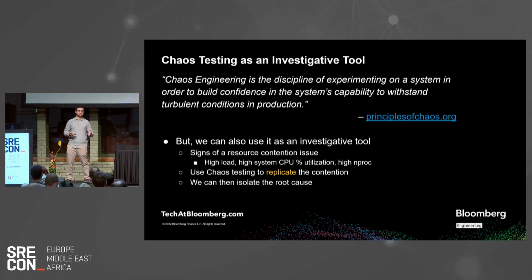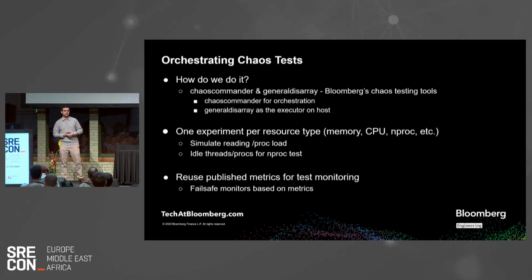So we have some signs of a resource contention issue. We want to use chaos testing to replicate it repeatedly, and then once we have a repeatable chaos test, we can isolate the root cause and use it to investigate further. So how do we orchestrate our chaos tests?